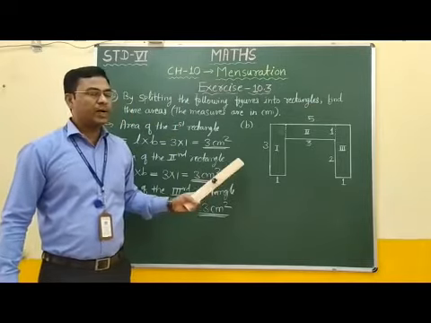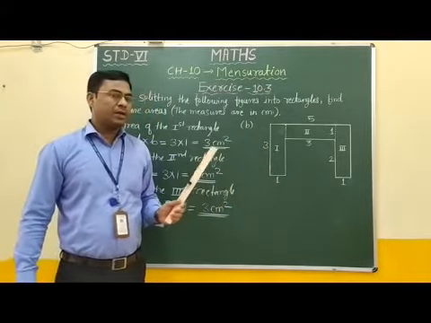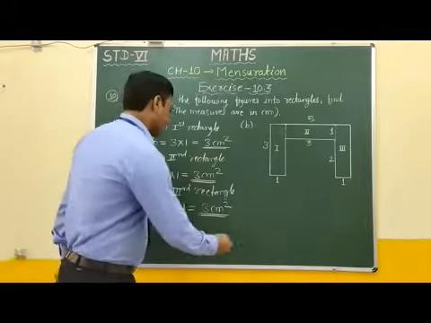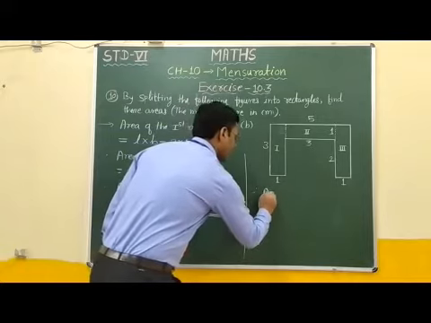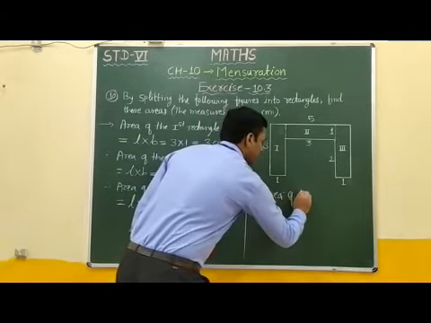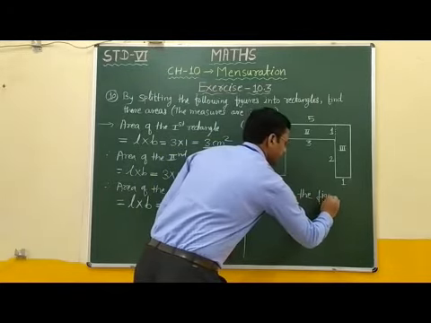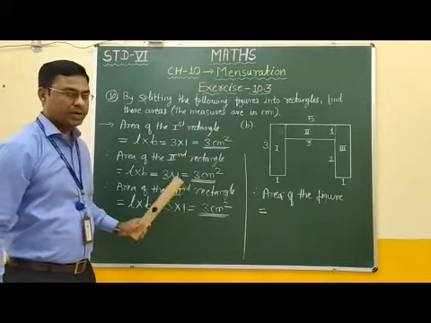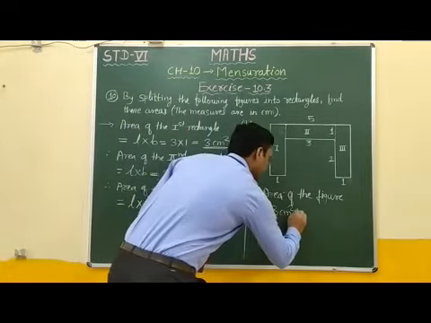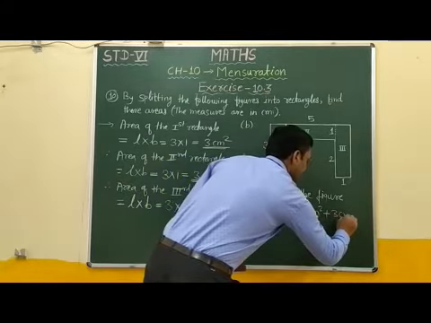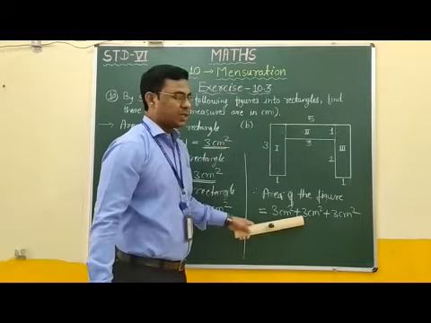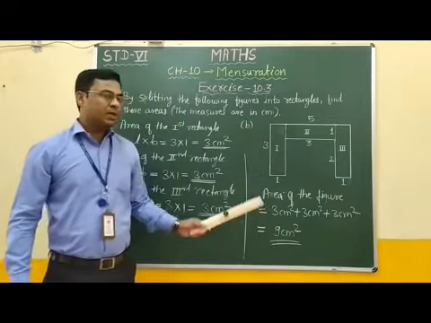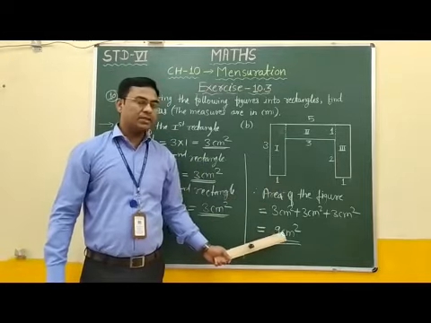Now students, here we have to find out the area of this figure. Then if we add the area of all these three rectangles, then we will get the area of this figure. Therefore we can write here area of the figure is equal to area of first rectangle plus area of second rectangle plus area of third rectangle. Therefore, 3 cm square plus 3 cm square plus 3 cm square. This is equal to 3 plus 3, 6, 6 plus 3, 9, 9 cm square. Therefore, students, the area of this figure is equal to 9 cm square.